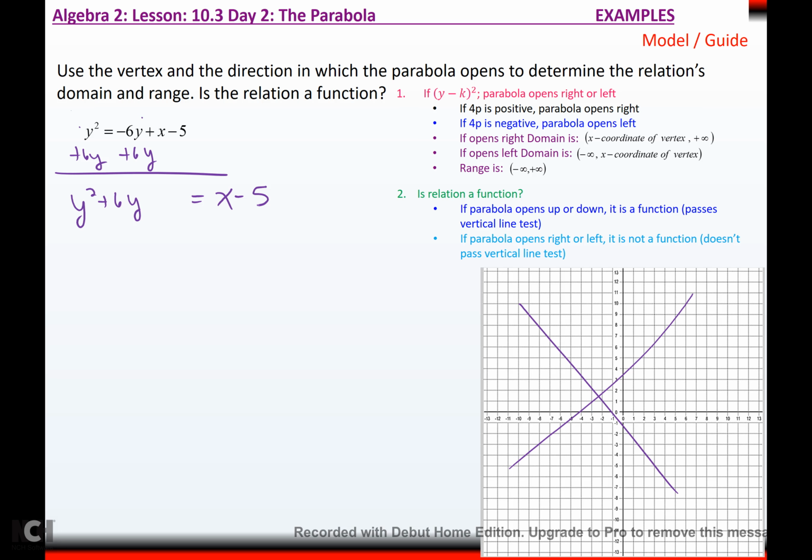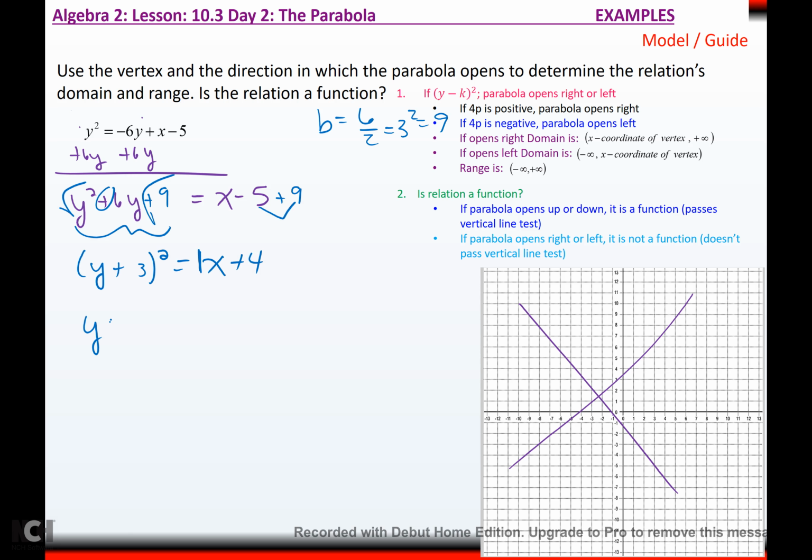Okay. So I'm going to complete the square. I'm going to do that by adding half of b squared. My b is 6, half of that is 3, square that is 9. So I'm going to add 9 to both sides. And this side's going to factor into y plus 3 squared. Combine like terms equals x plus 4. If we factor out 4p, which is whatever touches x, if I factor out a 1, I'm still going to have x plus 4.